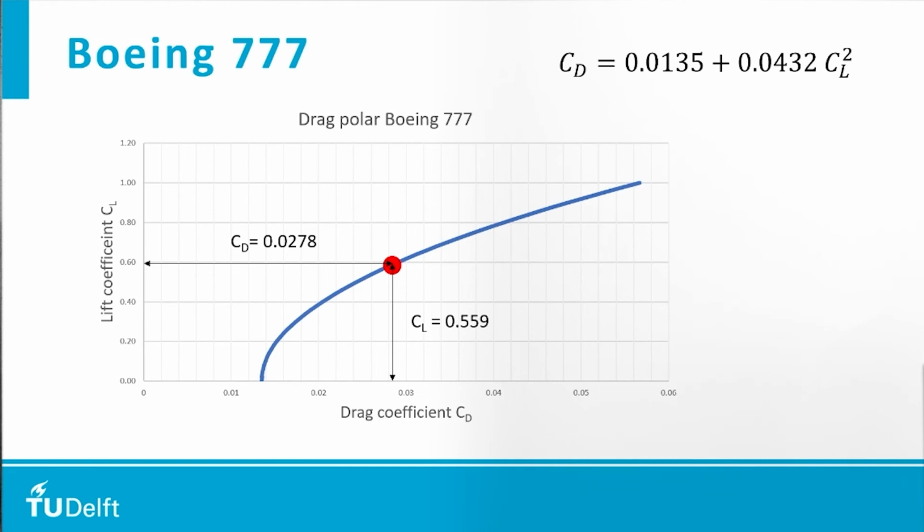The red dot is the point where you find the maximum value of CL over CD. Could we have found that without all the mathematics? Yes, we could. What you should have done to find that is to draw a tangent line to the drag polar, and then the point where the tangent touches the curve on the graph is the point of maximum lift to drag ratio. So we could also have done this graphically.